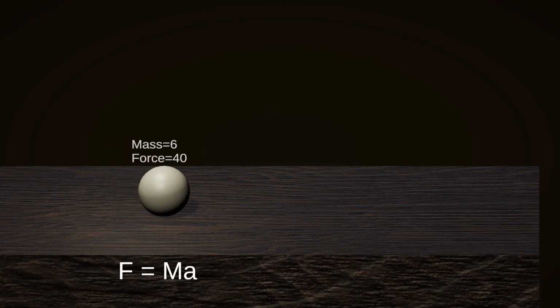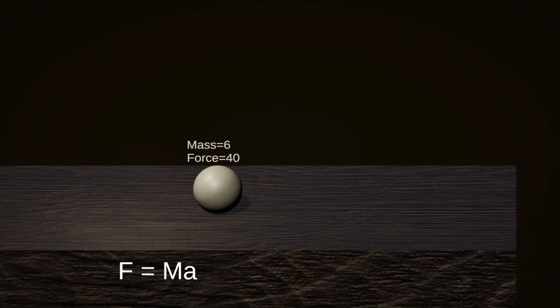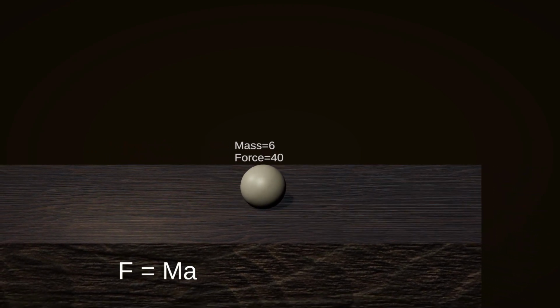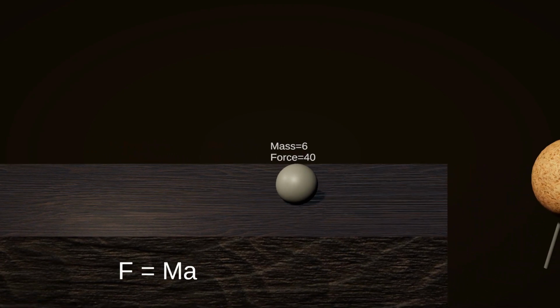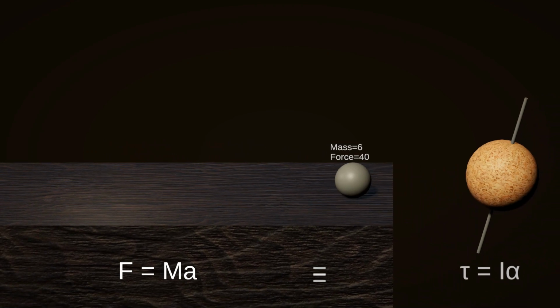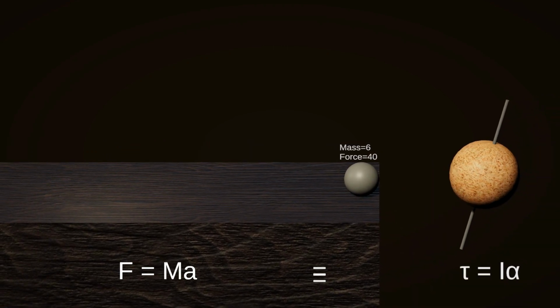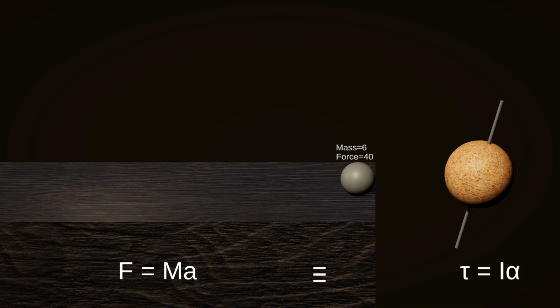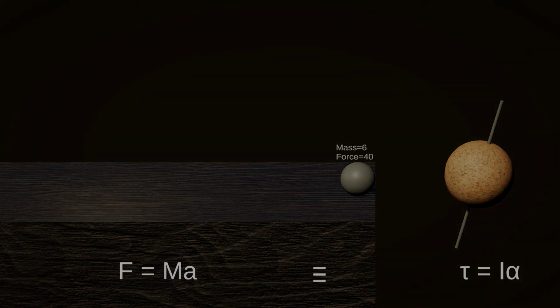When the similar law or equation is extrapolated to rotation of a body, the equation changes to tau, that is torque applied on a rotating body, is equal to I, that is moment of inertia, into alpha, that is its angular acceleration. Here, in a similar manner, the moment of inertia of the rotating body determines its angular acceleration when a given torque is applied. Hence, we can say moment of inertia is the equivalent of mass in case of rotation of bodies.